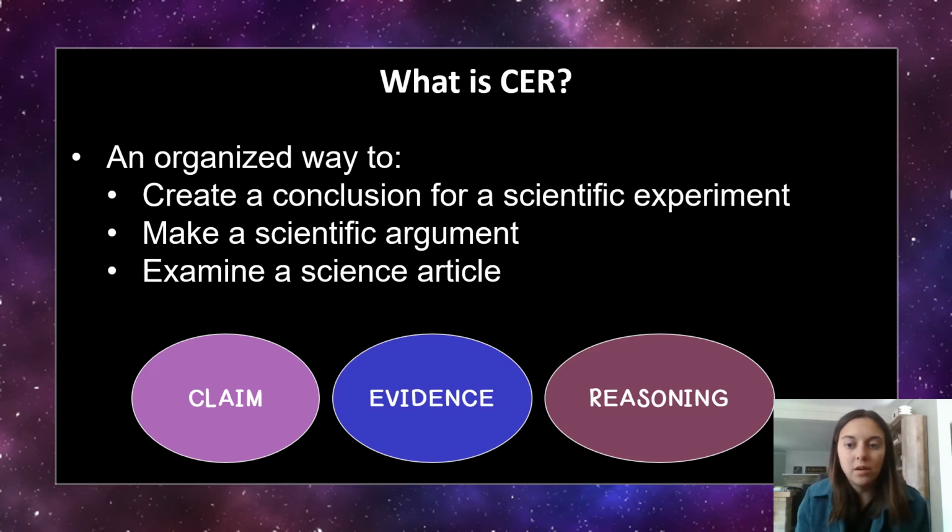Now, what is CER exactly? You may have done CER in the past, but let's break it down. Why are we doing this? It's organized. There's 3 parts, and they're defined pretty simply. We want to create a conclusion for our experiment. Maybe we want to make an argument, maybe we're looking at something controversial. We want to look up evidence to support what we believe in the area of science, or maybe we're looking at a science article and we want to conclude that article using a CER.